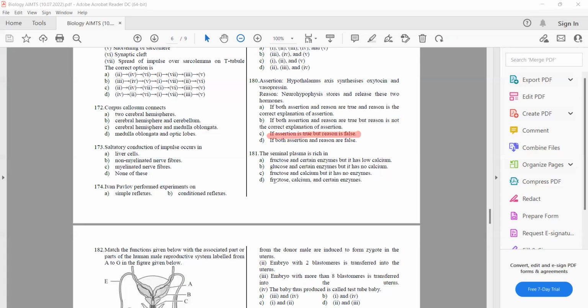The seminal plasma is rich in fructose, calcium, and certain enzymes.